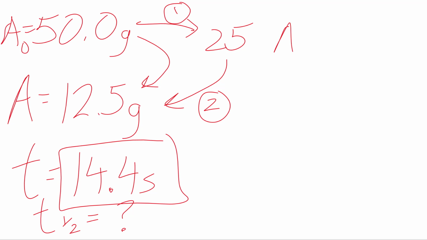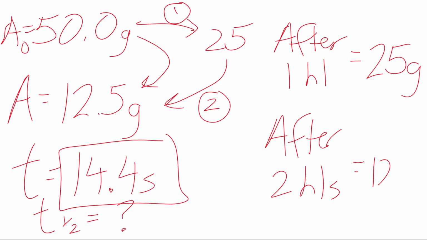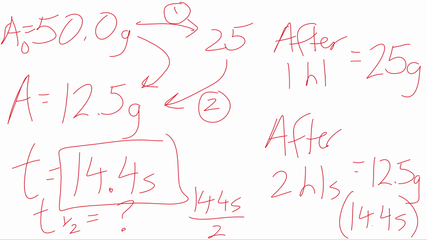So you think about it, it takes 2 intervals to get to that. After one half-life, you're going to have 25 grams. And after 2 half-lives, you're going to have 12.5 grams. And we know that is at 14.4 seconds. So what is the number that gets us there? We just do 14.4 divided by 2, because it takes 2 half-lives.